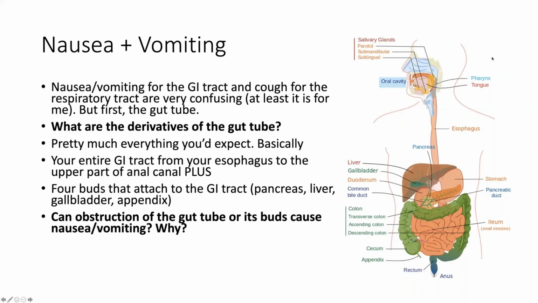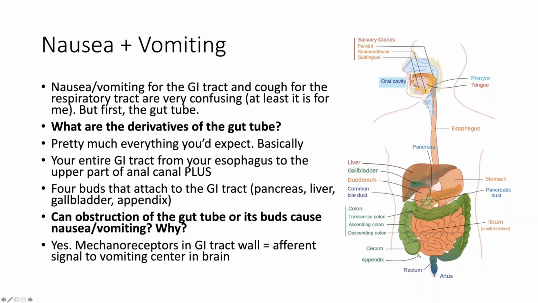Great. And so, can obstruction of the gut tube or its buds cause nausea and vomiting, and why? Yes, it can, since there's going to be pressure. Yeah, exactly. So there are mechanoreceptors that sense pressure, as you said, in the GI tract wall. This forms the afferent signal to the vomiting center in the brain.